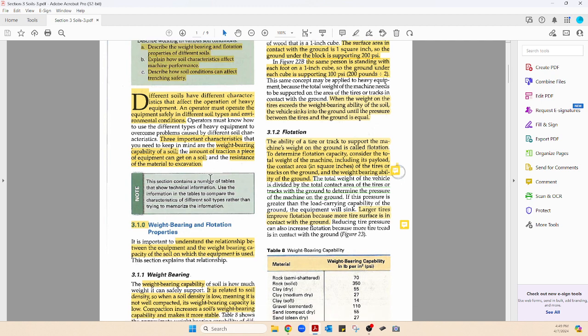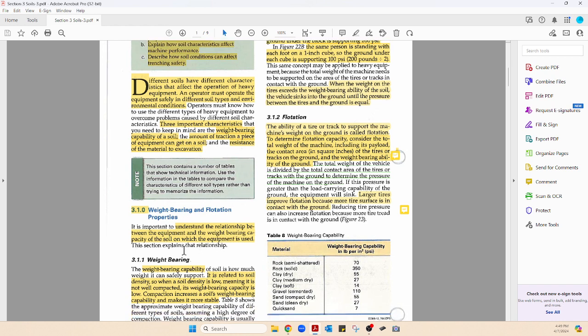that's what led me to talk about needing big equipment when you're in wet clay and so forth. So the type of soil really does have an effect on your productivity and safety. We'll talk about weight bearing and flotation properties, what they are. It is important to understand the relationship between equipment and the weight bearing capacity of the soil on which the equipment is used.